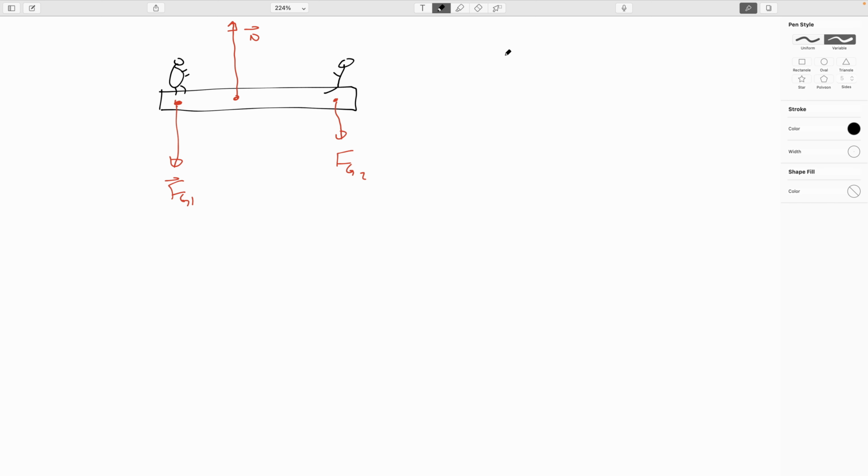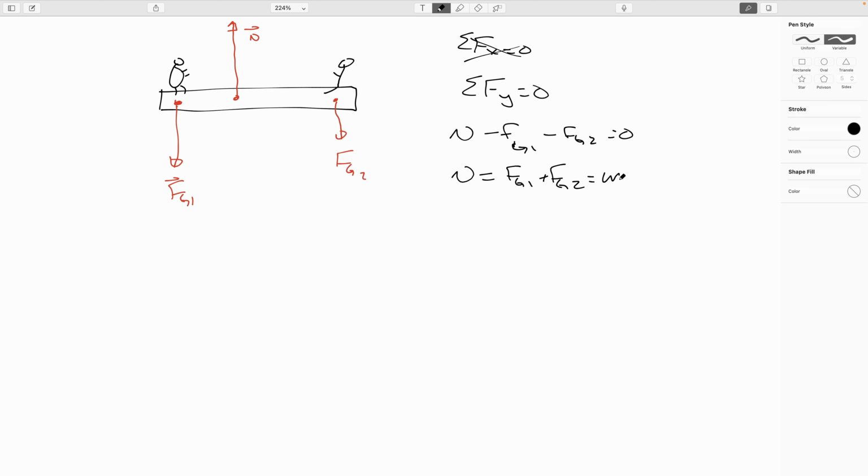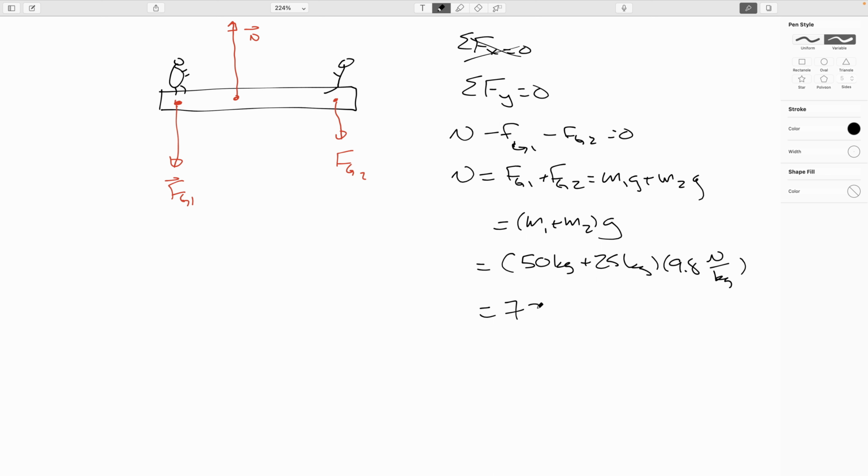All right, and just real quick, we'll repeat the analysis that sum of fx equals 0 is boring. Sum of fy equals 0. We have n minus fg1 minus fg2 equals 0. So normal force is fg1 plus fg2, which is m1g plus m2g, which is m1 plus m2 times g, which is 50 kilograms plus 25 kilograms times 9.8 newtons per kilogram. And that gives us the 735 newtons we had before.